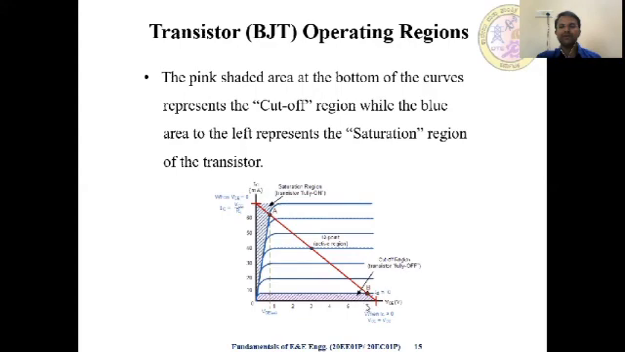So this is a graph where we are taking collector current on the y-axis and collector emitter voltage on the x-axis. When we consider the transistor characteristics, this is the way we plot them to study the transistor behavior in different modes. This shaded part at the bottom is the cutoff region, while the blue area to the left represents the saturation region of the transistor.